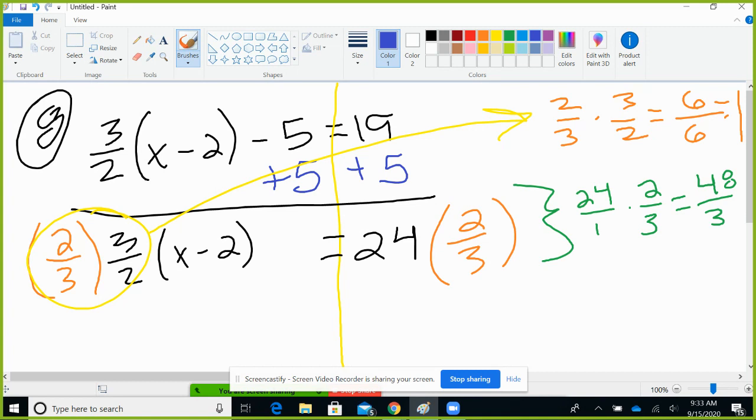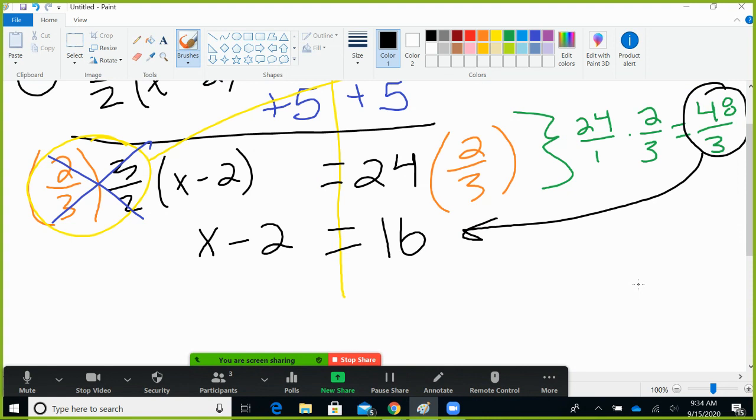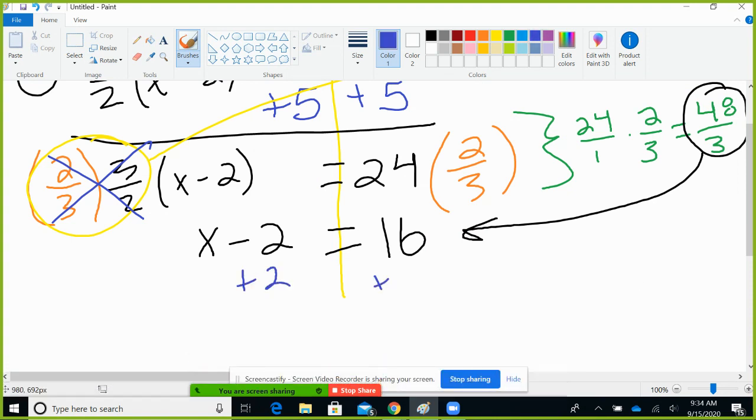So if I finish this, these cancel out. So I'm left with x minus 2 equals 48 divided by 3, which is 16. And then the last step, you know how to do the last step. You add 2 to both sides, and you get x equals 18.